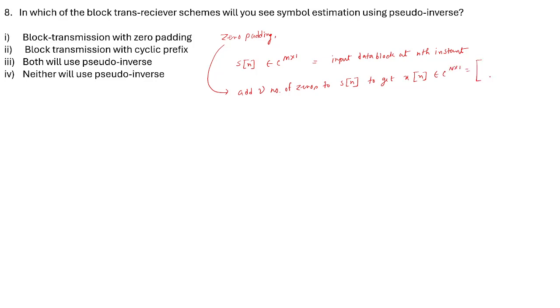And how do we create that? Of course, you have this Sn, and you add mu number of zeros. That is the zero padding procedure. Of course, you can see therefore that n is equal to m plus mu, and Xn is the block you are going to transmit through the channel.